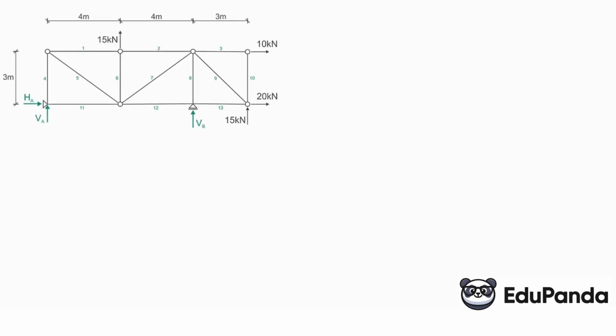We have this truss. I have numbered the members from 1 to 13 and marked the support reactions. So we calculate the support reactions. I won't dwell on this. You can refer to previous videos. If you still have problems with this, we will first calculate the sum of moments at point A to determine the reaction VB.